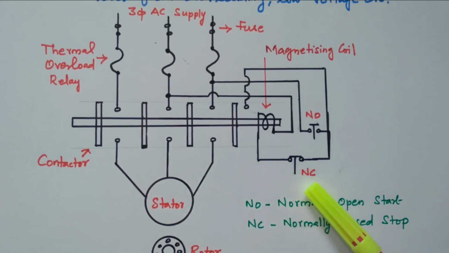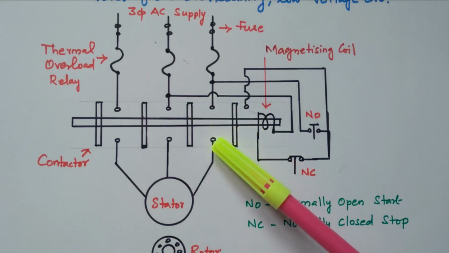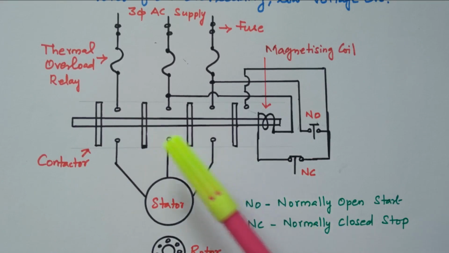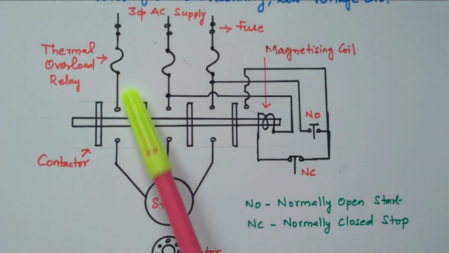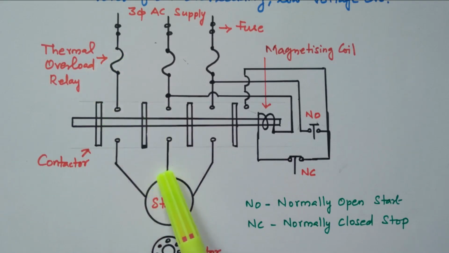If we want to stop the motor, we can open this NC. This NC contactor is open, so the supply given to the magnetizing coil is disconnected, so it becomes de-energized, so that the motor is disconnected from the supply. If the motor goes for any overload or overcurrent, the more current is taken by the motor, the temperature increases. Due to that, the thermal overload relay will cut the supply to the stator winding, so that it will protect from the overload or overcurrent.